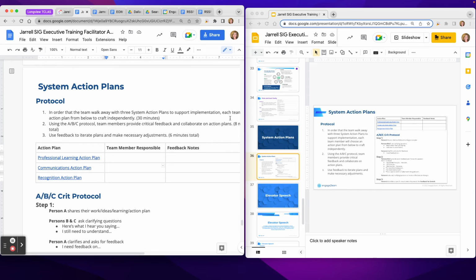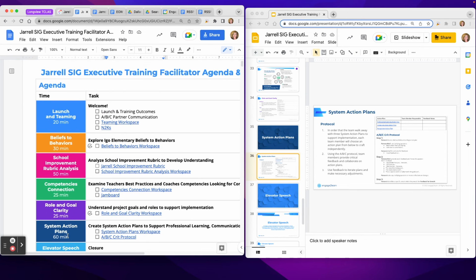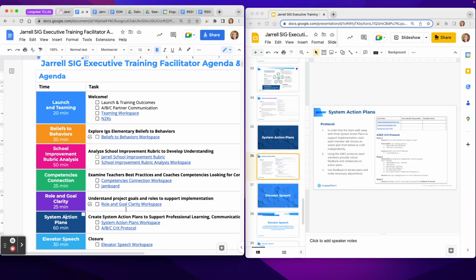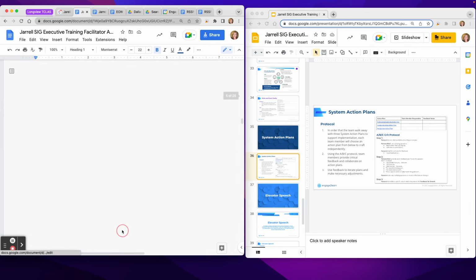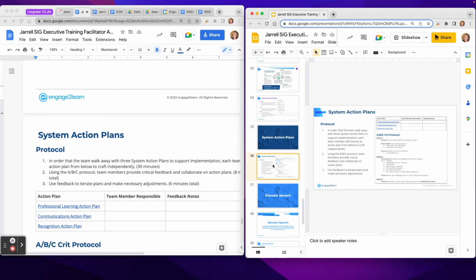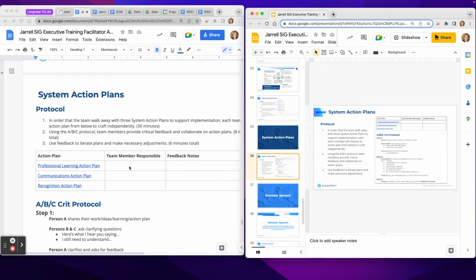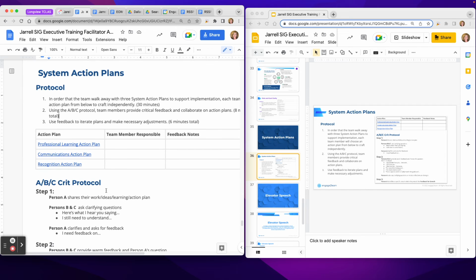They have in the agenda 60 minutes to work on these. So what you're going to notice is when they start working on the plans, that each person will take one. I would recommend that they take 30 minutes to draft the plan. And then they're going to come together and share out their draft using an ABC protocol. We normally use AB, but Julie modified this for 3 people.